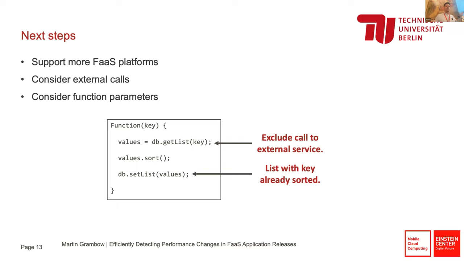In this kind of situation, we want to exclude some parts of the source code. The second issue is that here's some operation performed on this list, right? The list is sorted. When version two now sorts the same value, the list is already sorted and it's faster. So there's the second weak point, but as a sneak preview, I can say that we solved both issues and we are currently working on an extended version.